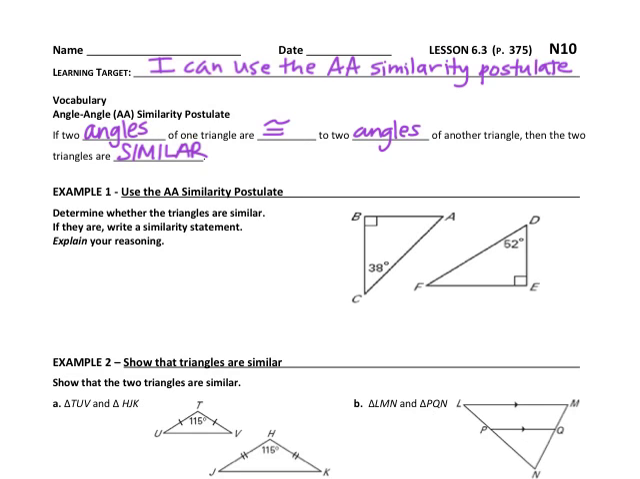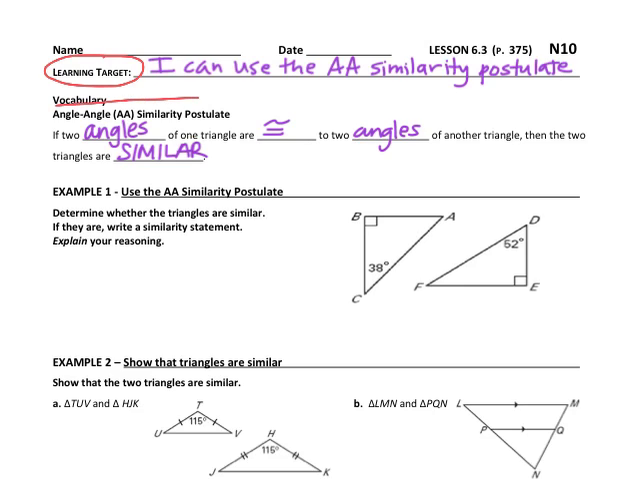This is the video for lesson 6.3, and if you would please pause for just a moment, write in the learning target. For this lesson, the learning target is I can use the AA, that's angle, angle, similarity postulate. So that's our only vocabulary.